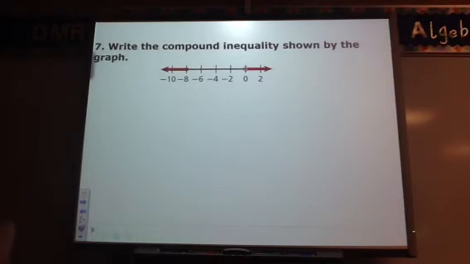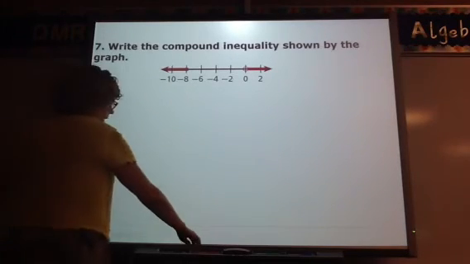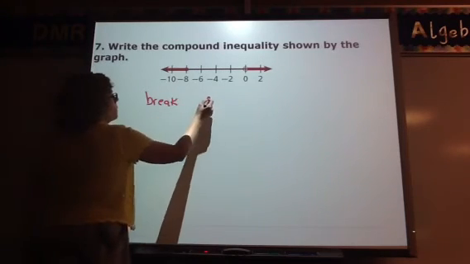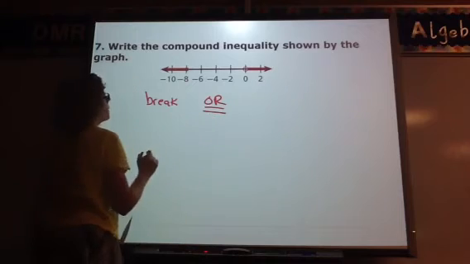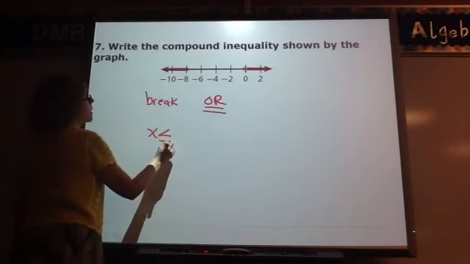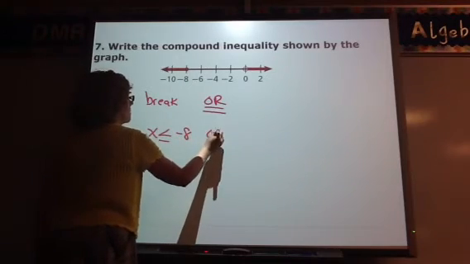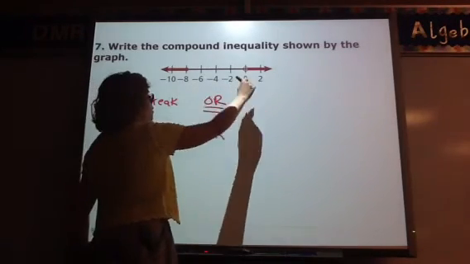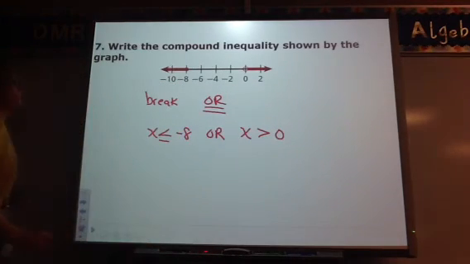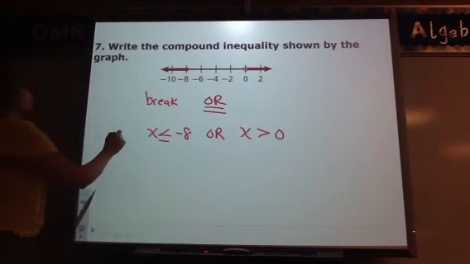Okay, write the compound inequality shown by the graph. Okay, because we have a break and there's no overlap, we must use or. Okay, this inequality, x is less than or equal to -8, or this inequality, x is greater than 0. So here's your compound inequality.